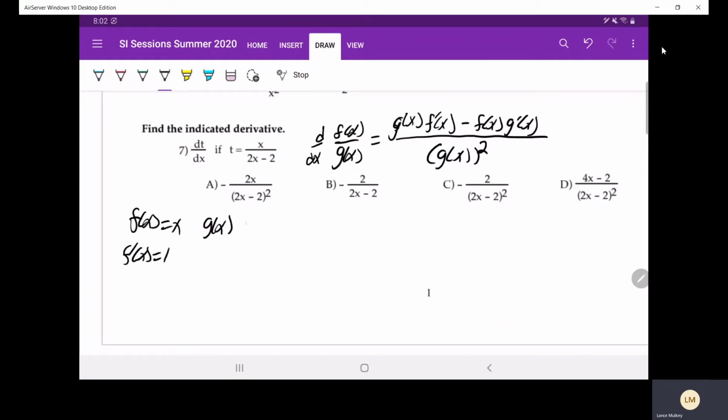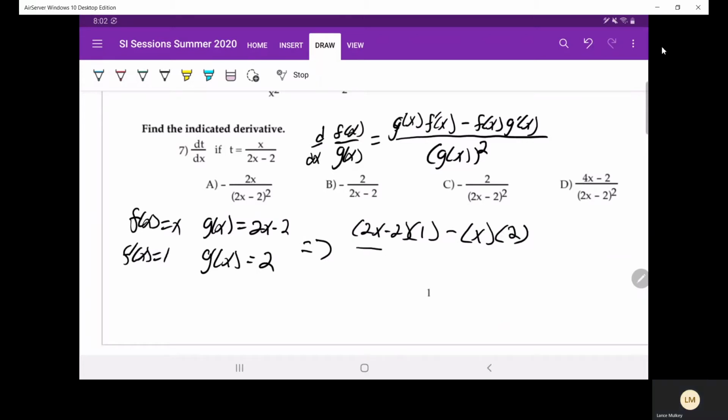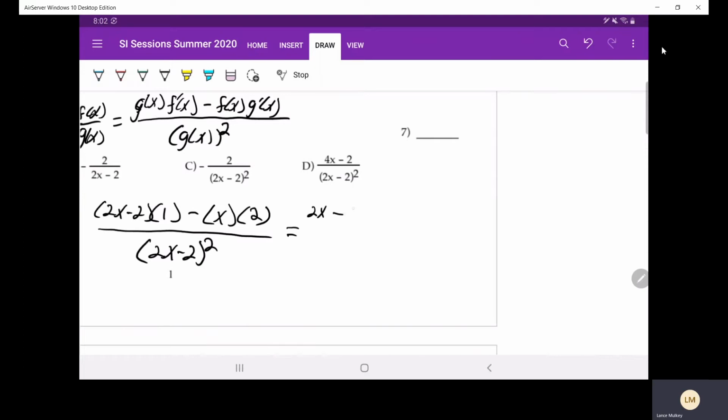g of x equals 2x minus 2. g prime of x equals 2. Now we come up here to plug into the formula. g of x, so we have 2x minus 2 times f prime of x, so 1, minus f of x, x, times g prime of x, which is 2, all over x minus 2 squared. That equals 2x minus 2 minus 2x over 2x minus 2 squared.